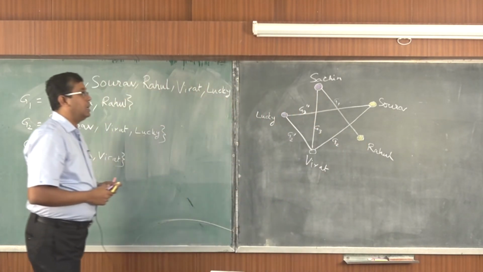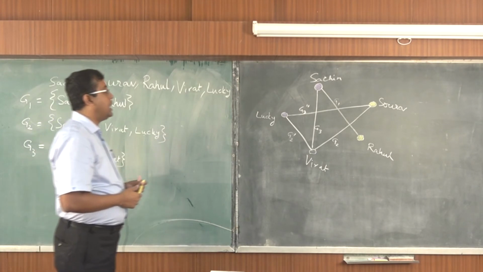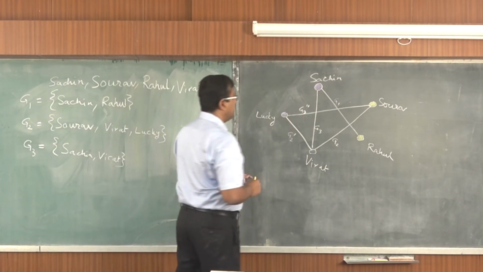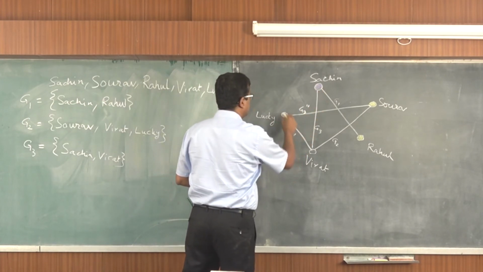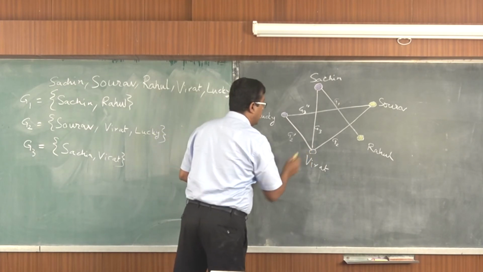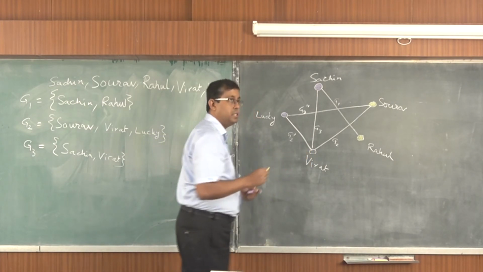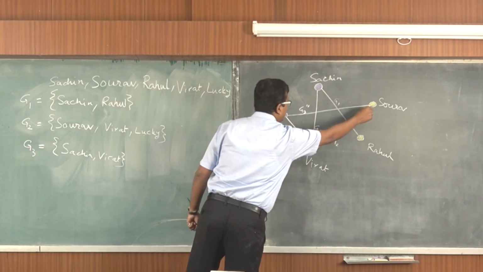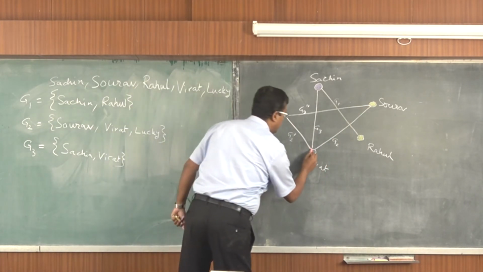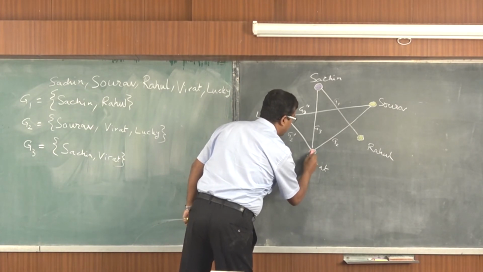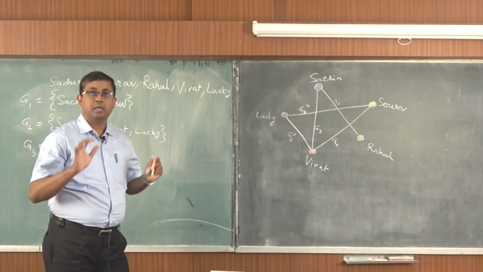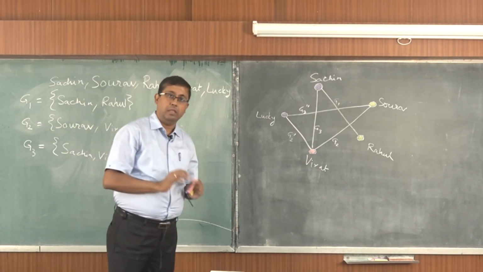Right. Now I cannot paint Virat as violet because there is adjacency between Sachin and Virat and Lucky and Virat. I cannot paint the vertex representing Virat as yellow also because there is adjacency with Saurav. So I have to use a different color, say red, for Virat, right? So now I have all the vertices painted with different colors.